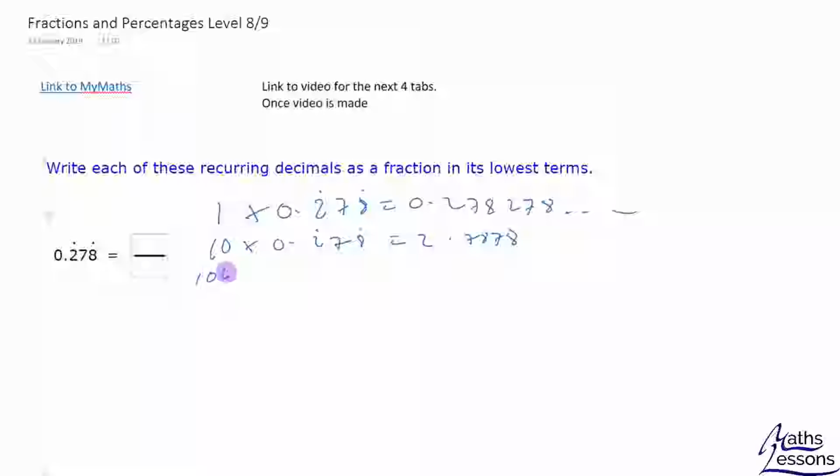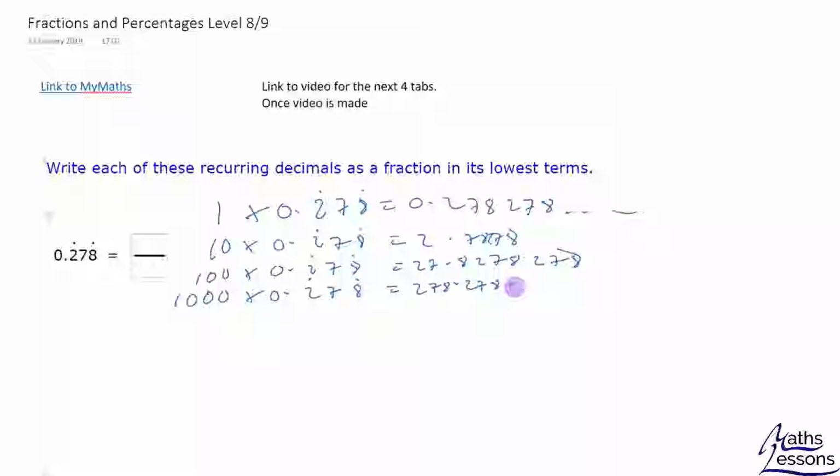Let's try 100 times, see if it matches after the decimal point. So we get 27.8 recurring, 278, 278. I missed out a 2 here, by the way. And if we do 1,000 times 0.278 recurring, it gives us 278.278 recurring, and we can see we have our first point where everything after the decimal place repeats.